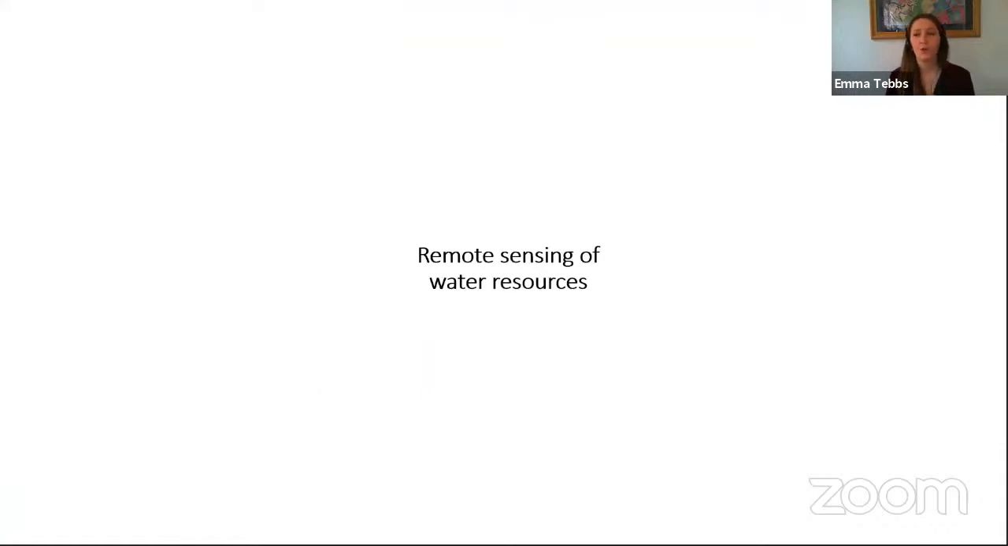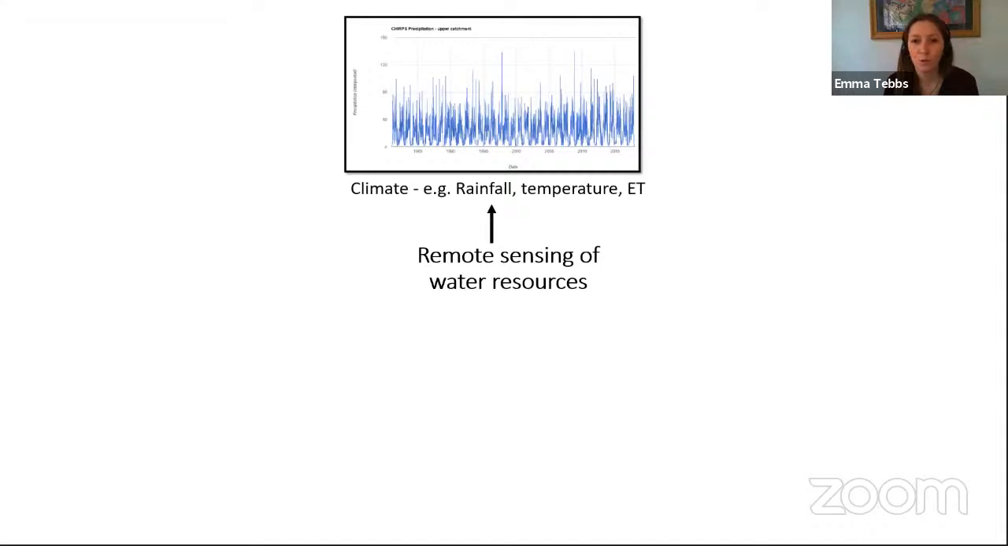And so I'm now going to give you an overview of some of the products that are available and the types of things that we can measure with remote sensing. So first of all, we can look at climate variability. So things like rainfall, temperature, and evaporation. We can get that from satellite data.